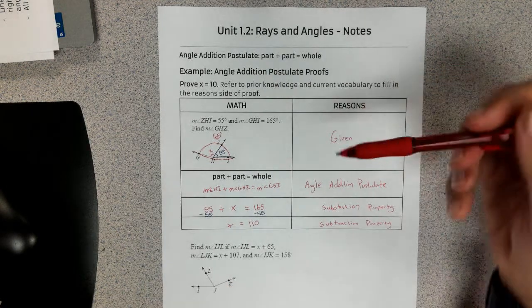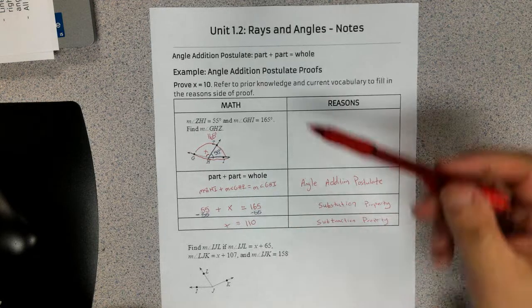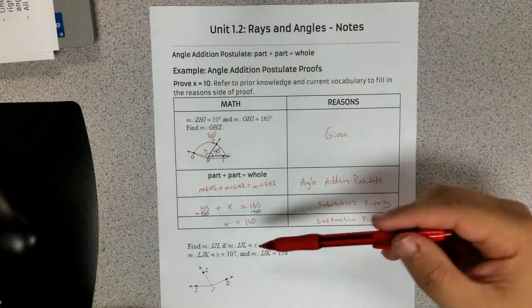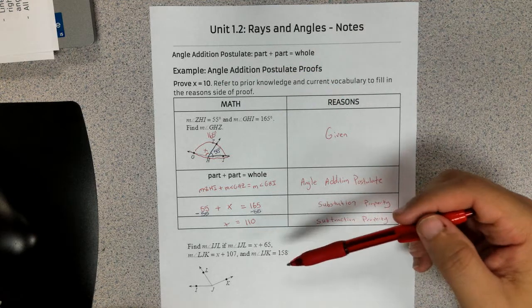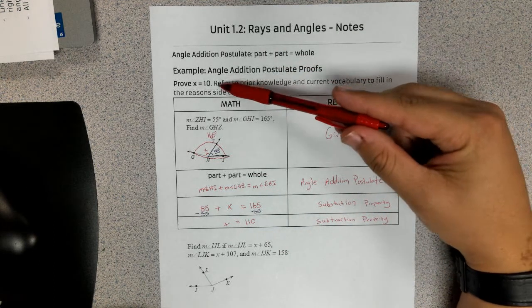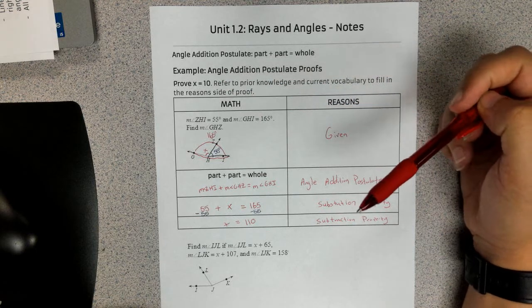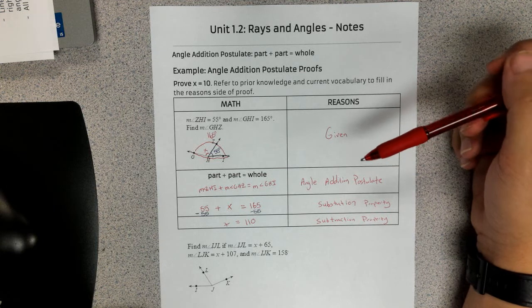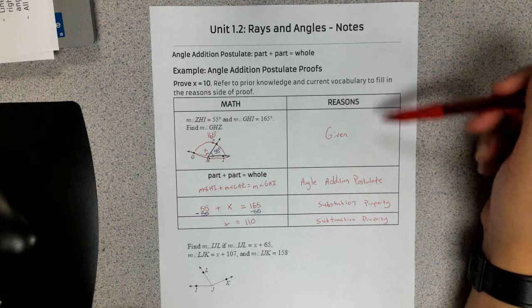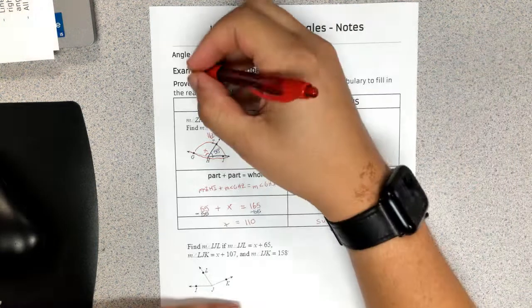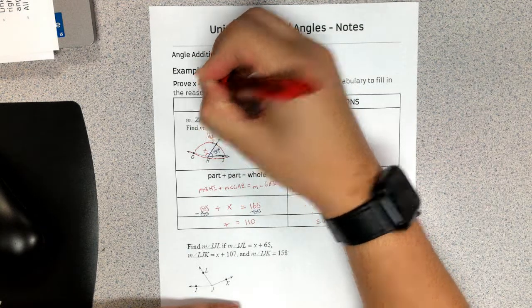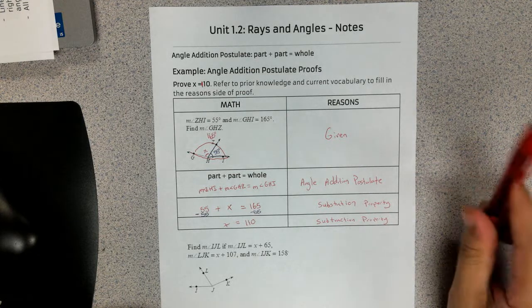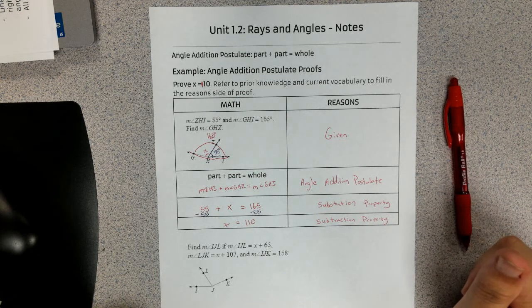Notice that our answer does not match what we were looking for. We're trying to prove that X equals 10, and we got 110. This means that we probably made an error writing down what we actually got our final answer to be. So a proof is a good way to check and see if your answer is correct. Now our math is correct and our reasons make sense, so we're going to go ahead and fix this and say that we were actually trying to prove that X equals 110, and that concludes this angle addition proof.